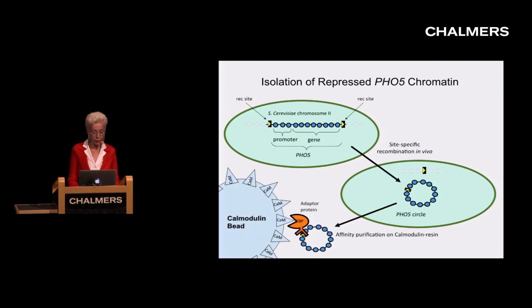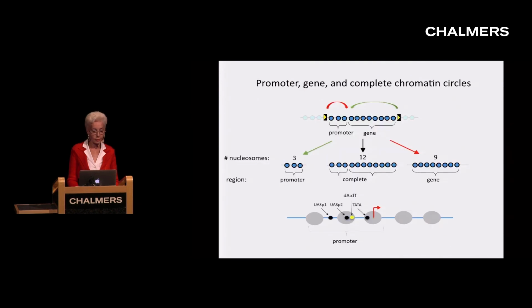We isolated the PHO5 circle by an affinity technique. We purified it 200,000-fold to virtual homogeneity. The complete gene circle carried 12 nucleosomes, and because it was isolated in the transcriptionally repressed state, there was no NFR. Rather, the promoter containing the TATA sequence and transcription start site was occupied by 3 nucleosomes.